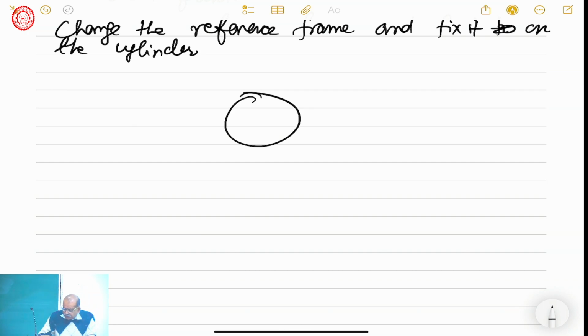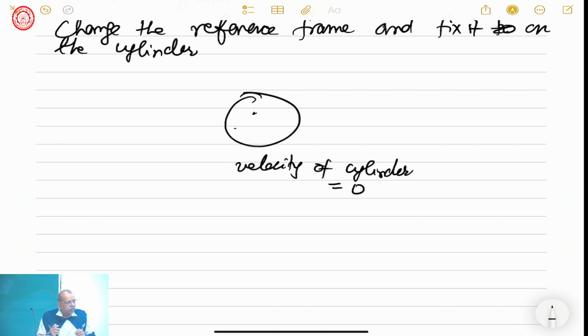Now in this reference frame, the velocity of the cylinder will be 0. What is the velocity of the fluid at infinity in this case? At infinity earlier, the velocity was 0, because whatever the motion was caused would be felt around the body.